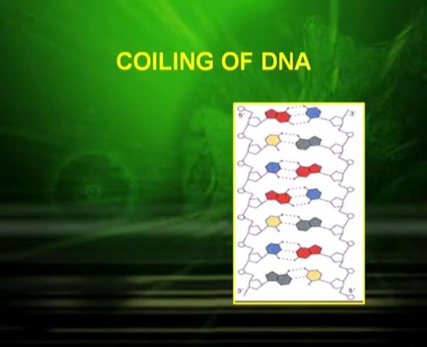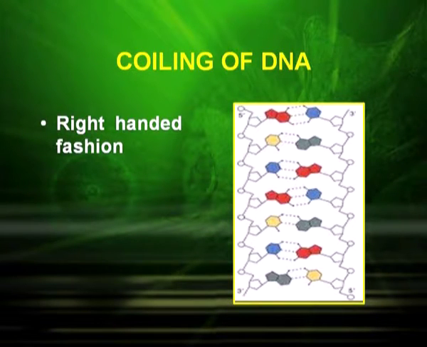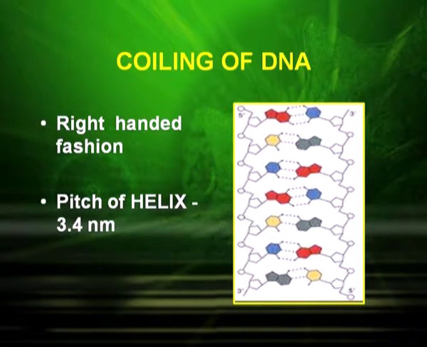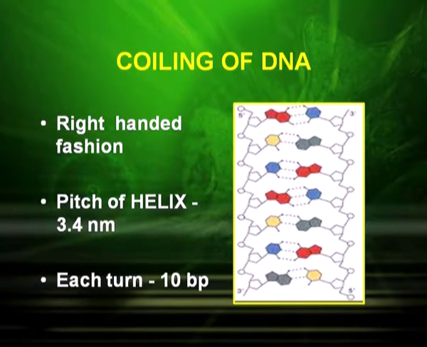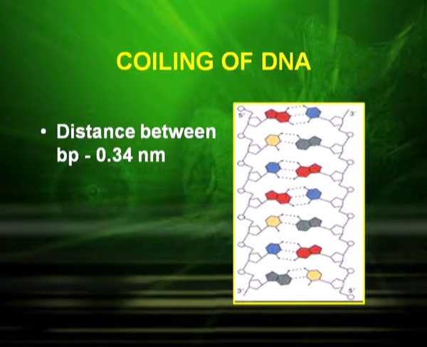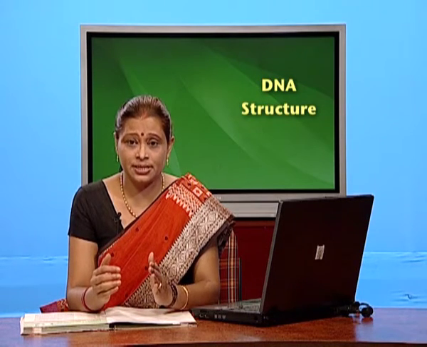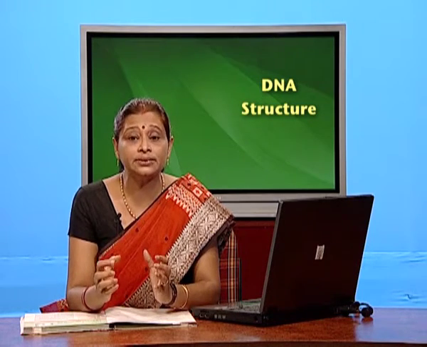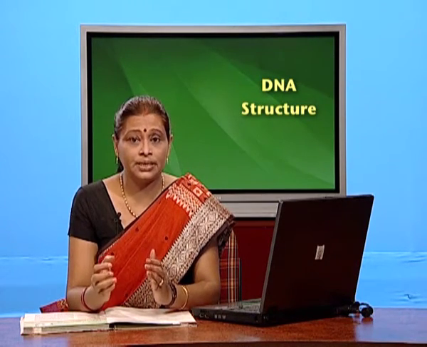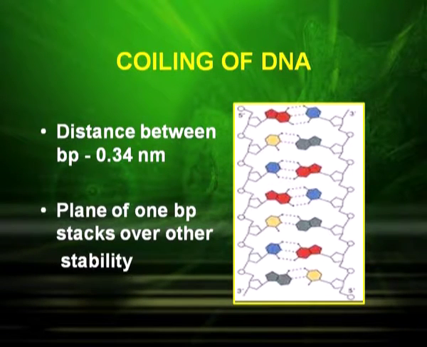Now, let us study the coiling of DNA. The coiling is done in a right-handed fashion, as you can see in the picture. The pitch of the helix is 3.4 nanometer and in each turn there are 10 base pairs. So, the distance between each base pair becomes 0.34 nanometer. Another very important feature is how the stability is conferred on the DNA. It is because the plane of one base pair stacks over the other, so that stability is ensured.